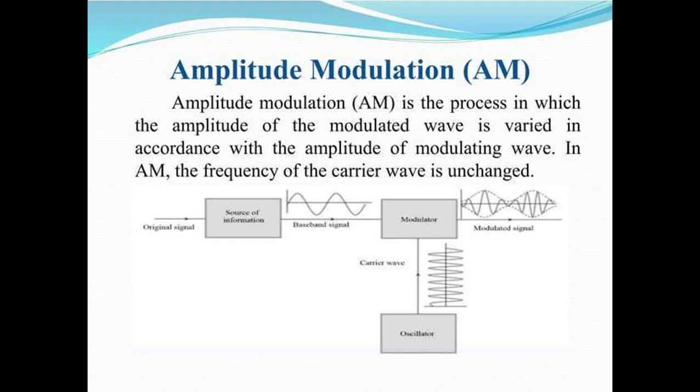So this is the block diagram of amplitude modulation. The original signal comes from the source of information. Next, the low frequency signal and the high frequency signal are combined and transmitted to the channel. The oscillator generates the carrier wave, that is the high frequency signal. The source of information generates the original message signal, that is the low frequency signal. So the high frequency carrier wave and the low frequency information signal are combined into the modulated signal. So only the amplitude is changed, but the carrier frequency is not changed. This is the amplitude modulation technique.